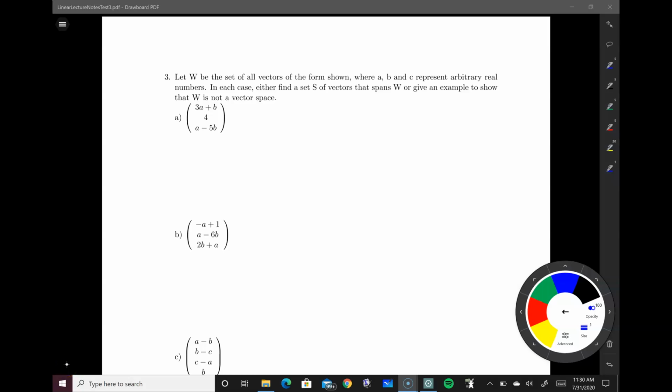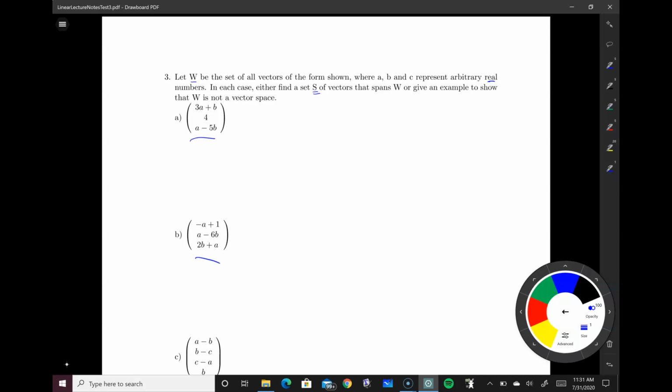All right, so continuing on, let W be the set of vectors that look like this, or any of the others, where A, B, and C are real numbers, right? Find out if there is a set of vectors such that W equals the span of that. And if it is, then it's going to be a vector space. And if it's not, give me an example of why it's not a vector space.